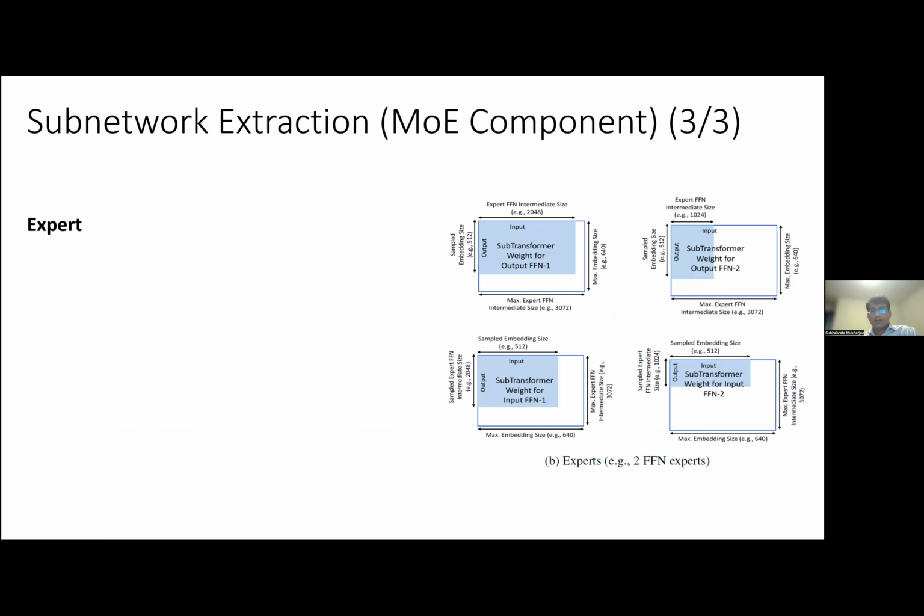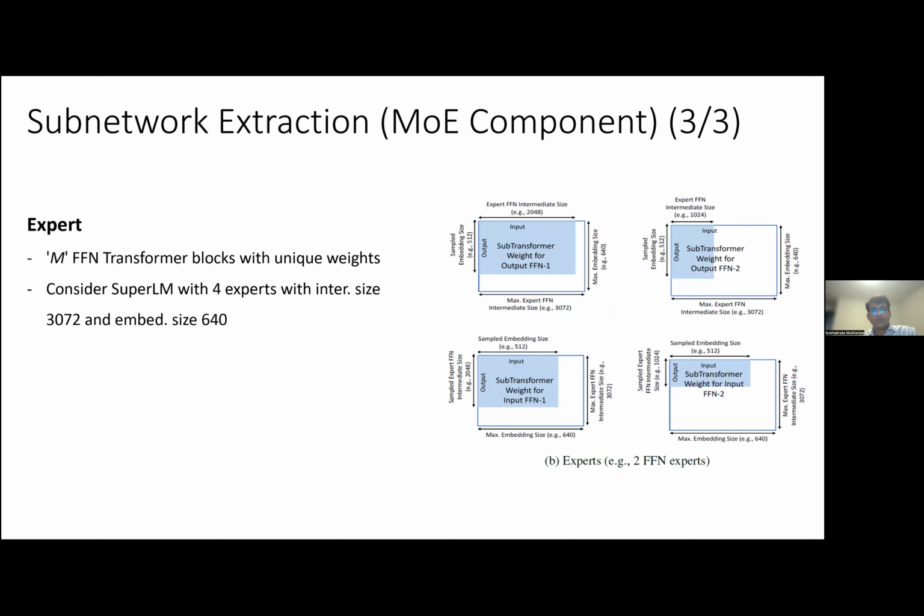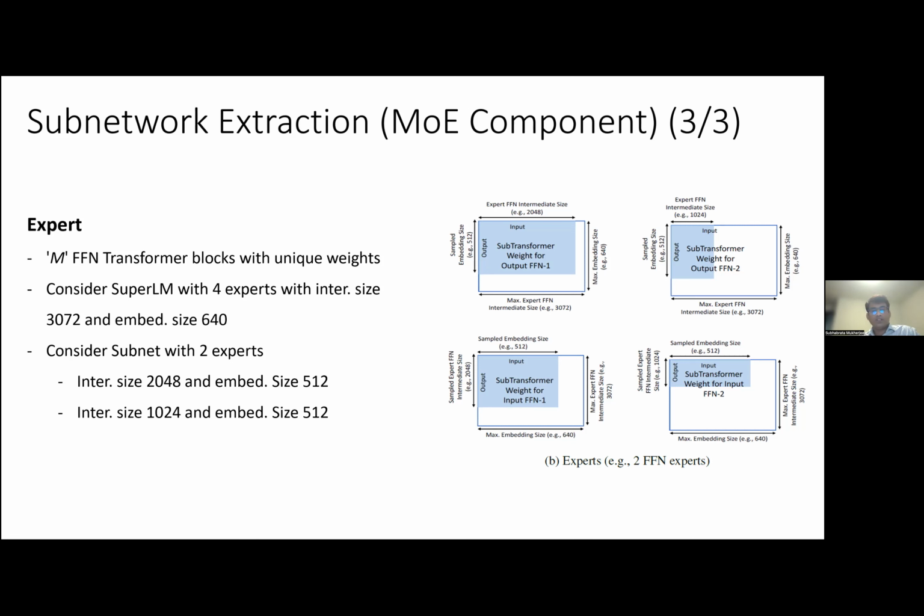So the second component that you have are the experts in the MOE space. So how would the MOE extraction, the expert weight extraction, work? Again, a similar principle. In this case, you have, say, 4 maximum allowable experts or FFNs. So these are transformer blocks with unique weights. So consider that you have the super language model where you have 4 experts and the maximum embedding size is 640, which we saw before. And consider that the experts have the intermediate size of 3072. Now you decided to choose a subnetwork with 2 experts.